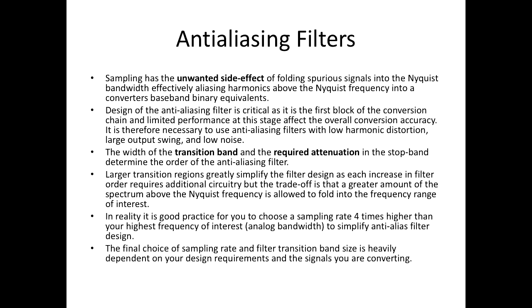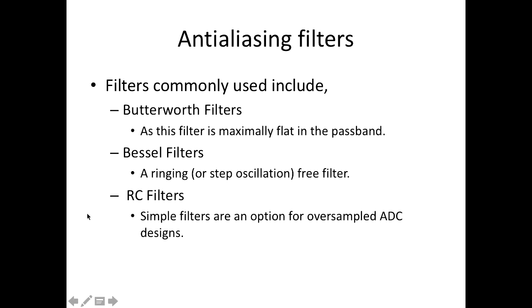With the 20 megahertz bandwidth, your sampling should be at least 4 times. Then you are sampling each period of the waveform 4 times. So in your DSO, your 20 megahertz, you are sampling with 40 megahertz, so you are just meeting the Nyquist criteria. The final choice of sampling rate and filter transition band depends heavily on your design requirements and the signals you are converting. So that is all about anti-aliasing filters.